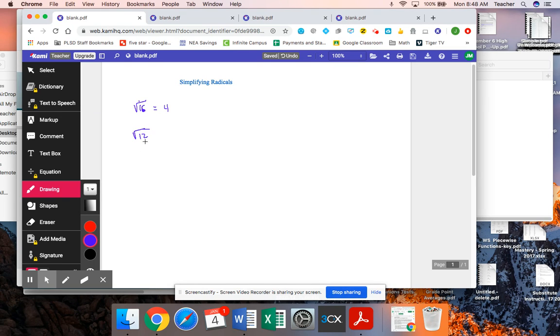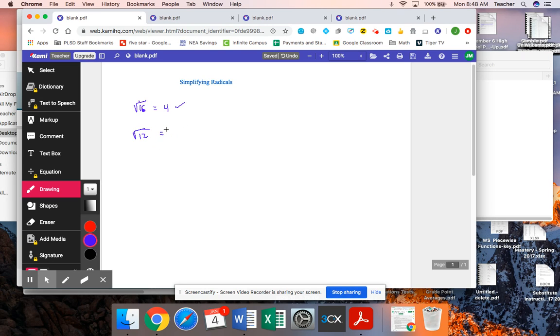But what about the square root of 12? 12 is not a perfect square, so there isn't a specific number times itself that gives you exactly 12. So what we have to do if we want to simplify this radical, this one is considered simplified. It's done. Can't be any simpler than that. When we simplify radicals, we still may end up with a radical, but we don't want the number to be something that can still be simplified.